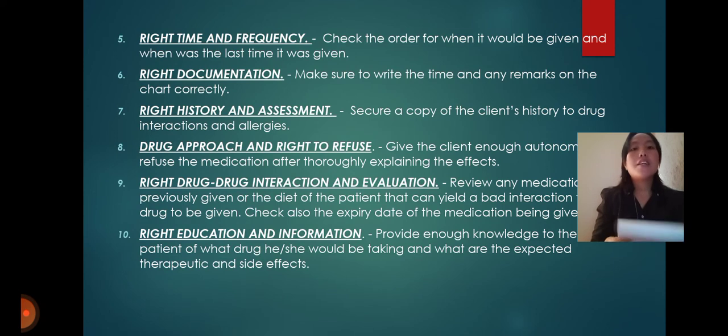Then, next, right time and frequency. Check the order for when it would be given and when it was the last time it was given.